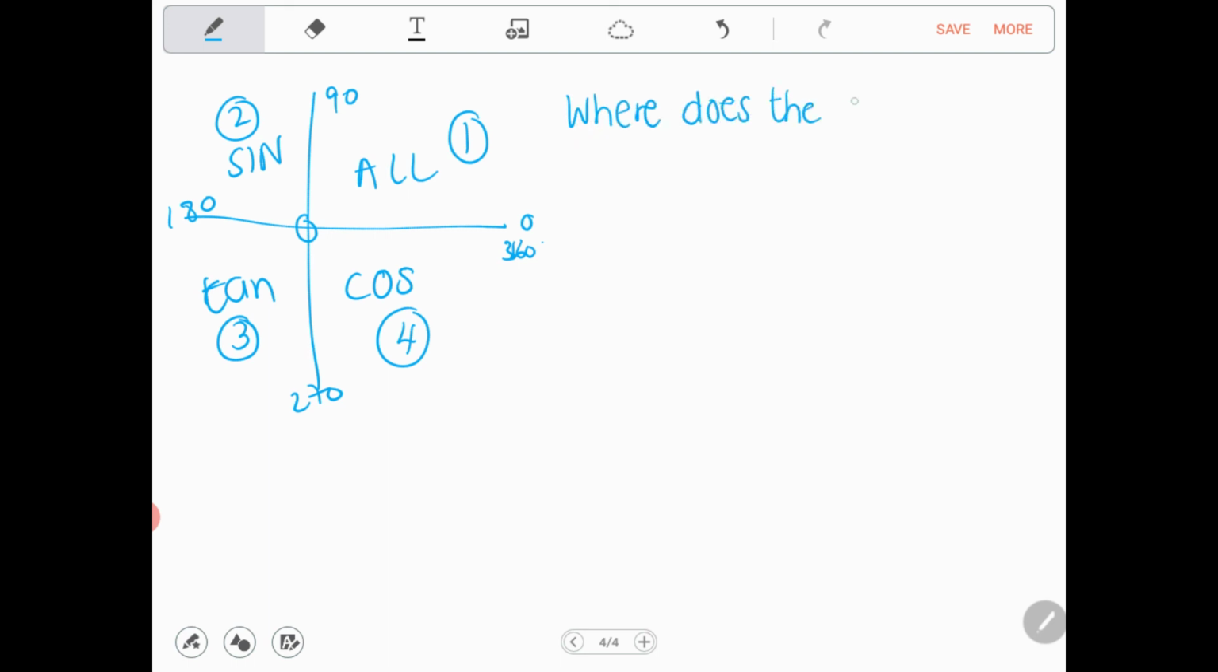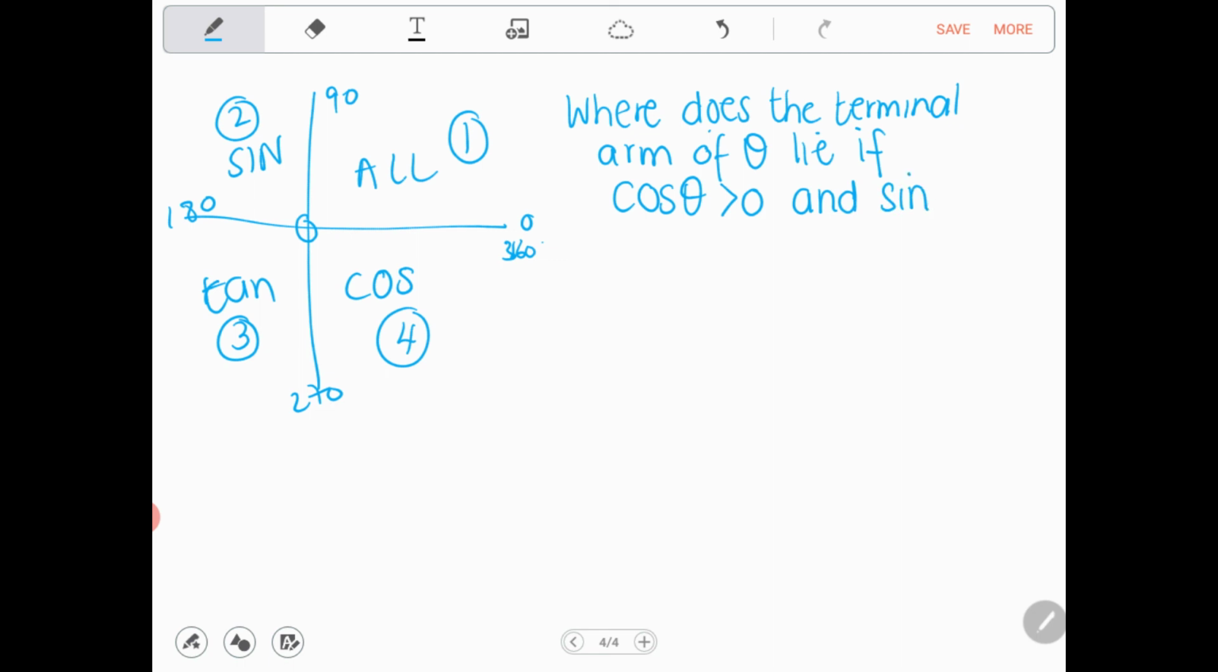Where does the terminal arm of theta lie? If, let's do, cos positive and sine negative. Okay, so cos theta must be bigger than naught, positive, and sine theta smaller than naught, that means that's negative.